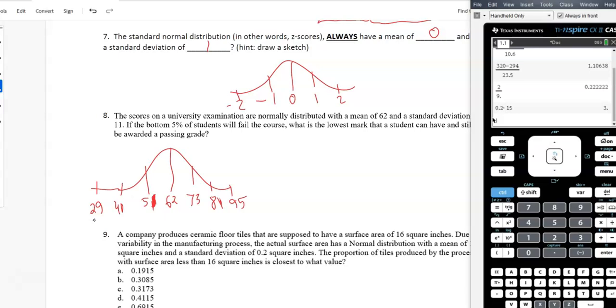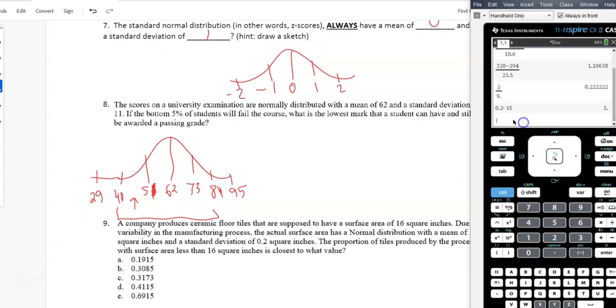If the bottom 5% of students will fail the course, what is the lowest mark that a student can have and still be awarded a passing grade? So 5%, we know that 95% of the data is within 2 standard deviations. So that means there's 2.5% to the left of 40 there, but they need 5%. So it's somewhere in here. I don't know where, so we've got to use our calculator here, right? So we go to that same command we used to start the day. Again, we're going to go back to the inverse norm command.